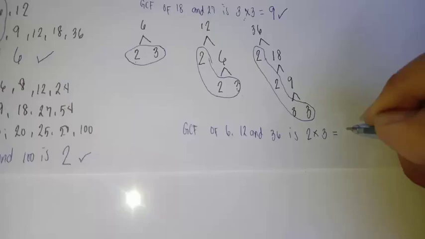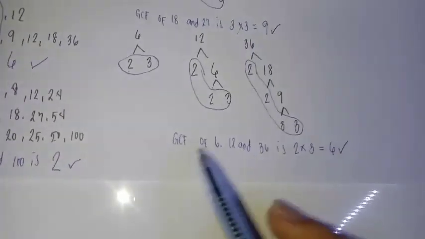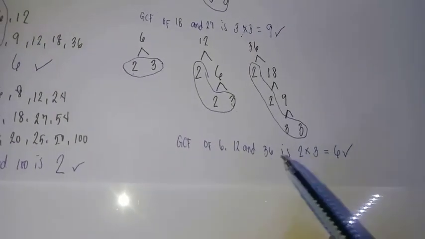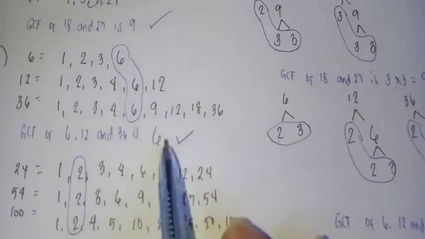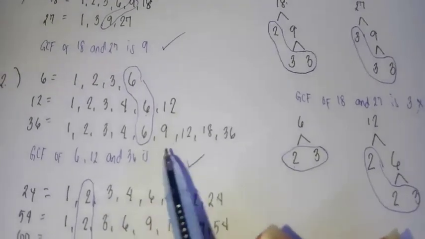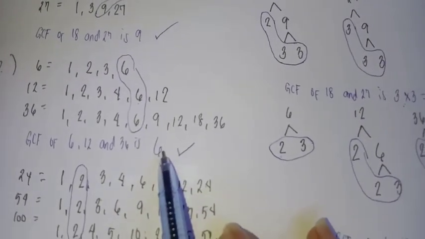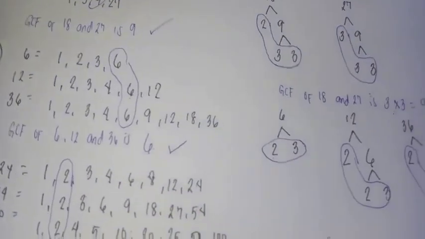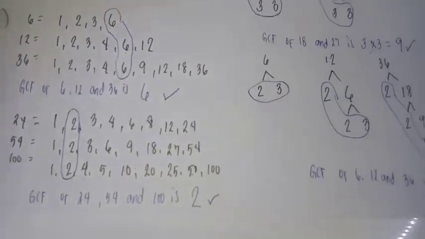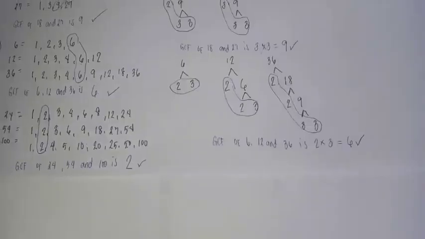Okay, so 2 times 3 is 6. Therefore, the GCF of 6, 12, and 36 is 6, which is the same as the first method. Okay? So that is how we use prime factorization. It's a bit long, so let's proceed to number 3.